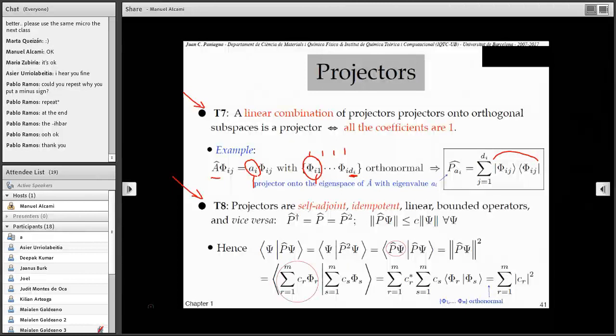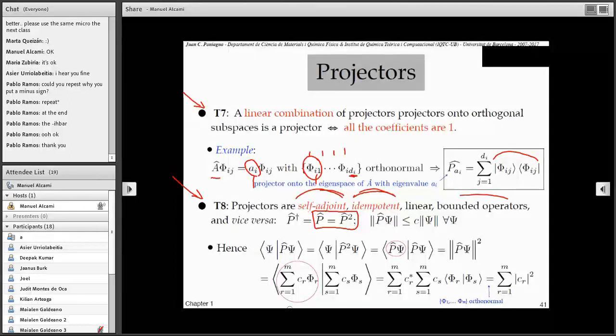The property or theorem states that projector operators are self-adjoint and idempotent, and also linear, of course, and bounded. But I will not enter into the definition of bounded. The important thing for me is that they are self-adjoint and they are idempotent. Idempotent means that the square of the operator coincides with the operator, which is rather trivial.